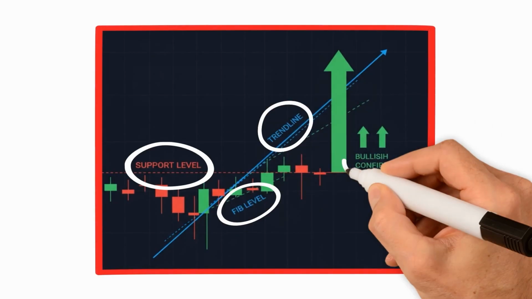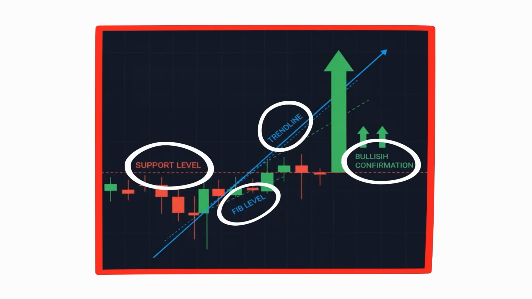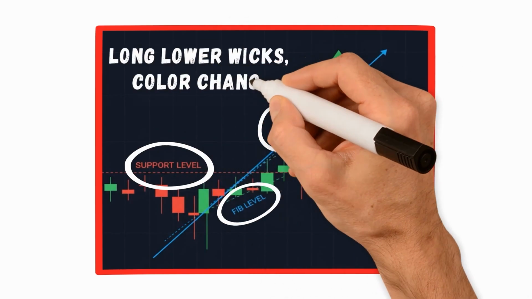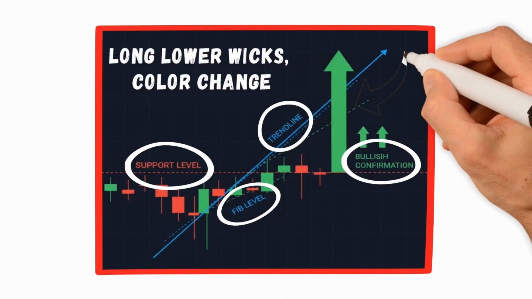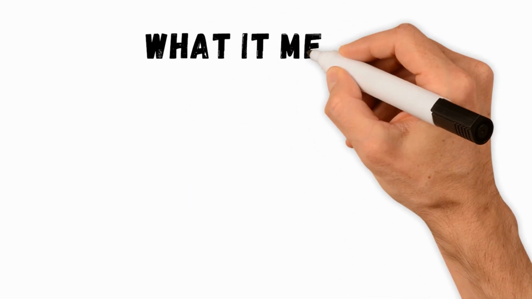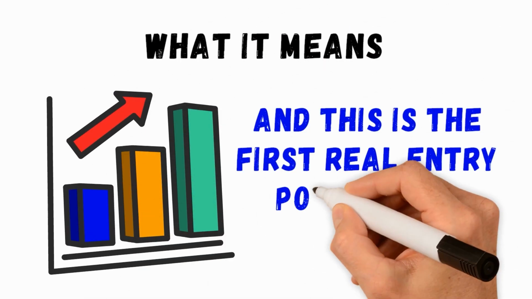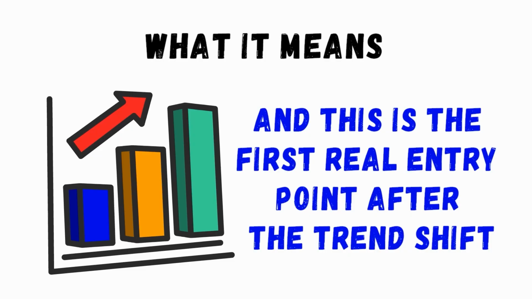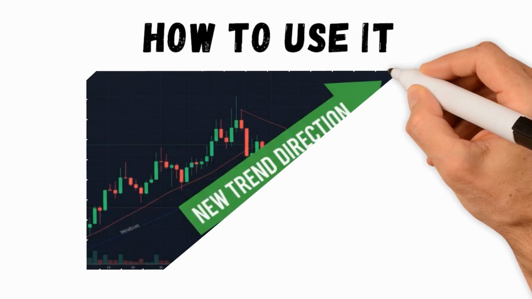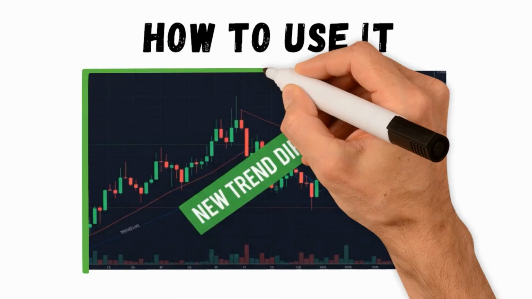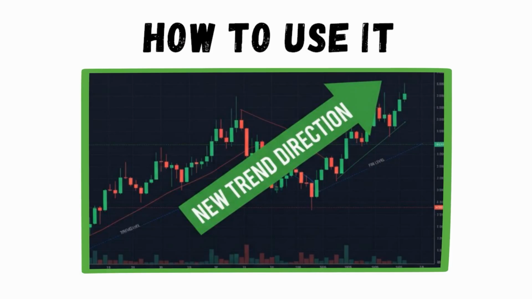At the pullback, you'll look for bullish candlestick confirmation, such as long lower wicks, color change, or a strong green momentum candle. What it means: the market is reversing upward, and this is the first real entry point after the trend shift. How to use it? Wait for confirmation on the pullback, then enter long in the direction of the new trend.